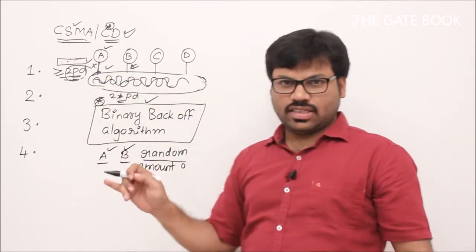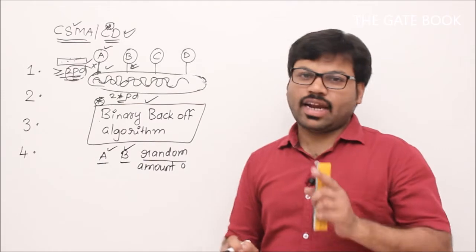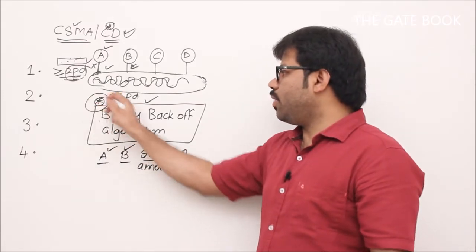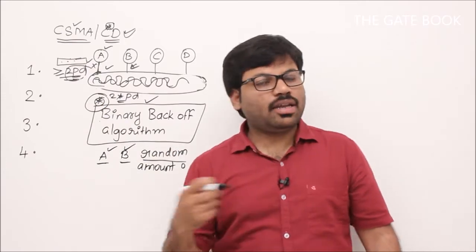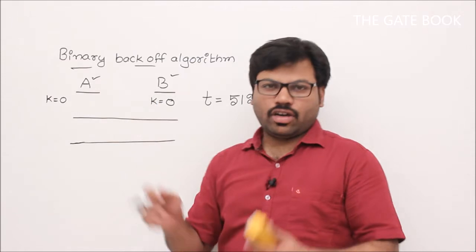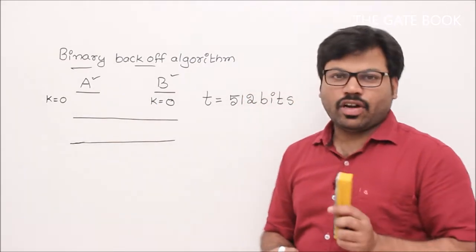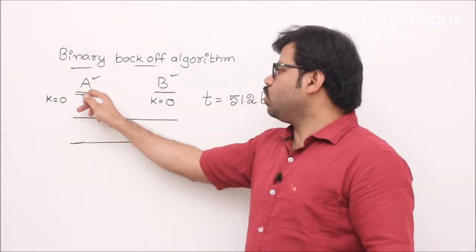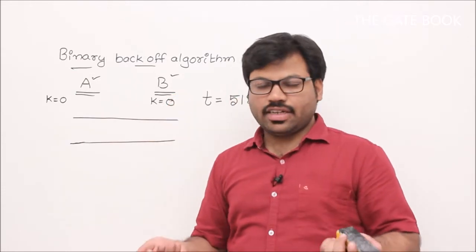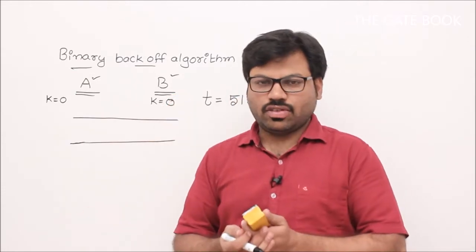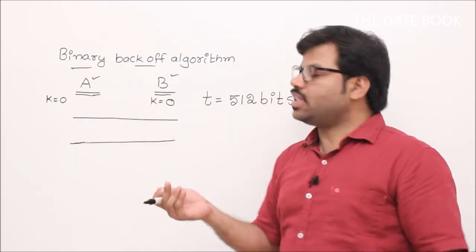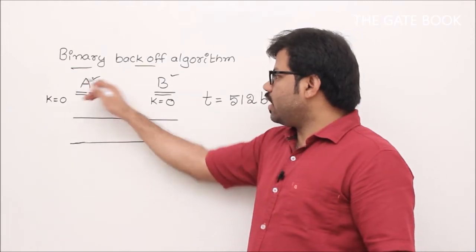So once a collision is detected, they have to wait for some random amount of time. That random amount of time is decided by this algorithm called the binary backoff algorithm. I am going to teach that. Now we'll see the binary backoff algorithm. I will explain it considering two stations, so we can extend the idea to multiple stations also. It is easy for us to understand with two stations first. Let's begin. So let's say station A, station B.